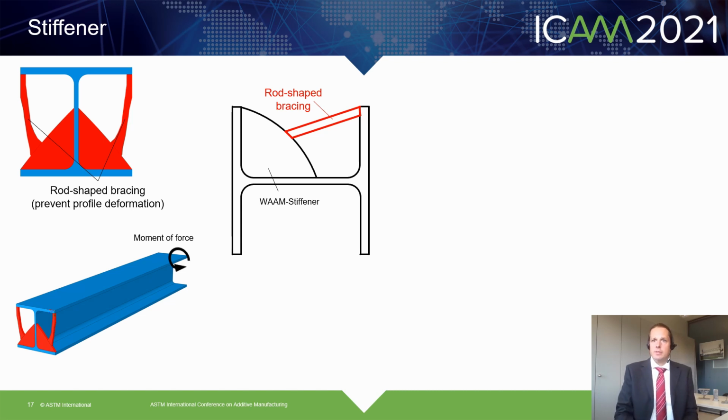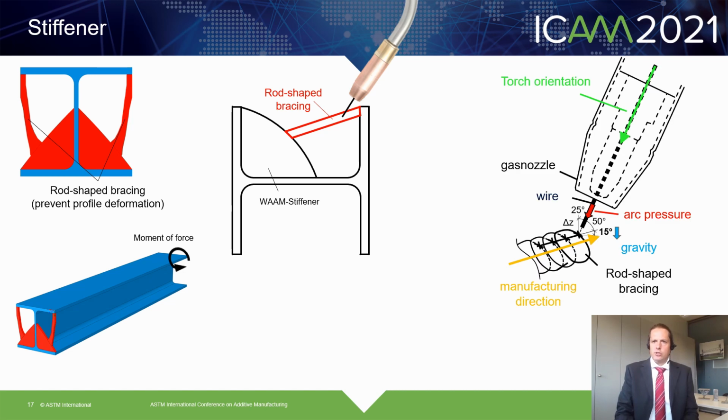And here we have a similar problem as with the stiffener itself. If we want to orientate the torch in the direction of manufacturing, it would collide with the flange. So again, we have to rotate the torch. Let me show you a detail of the situation.